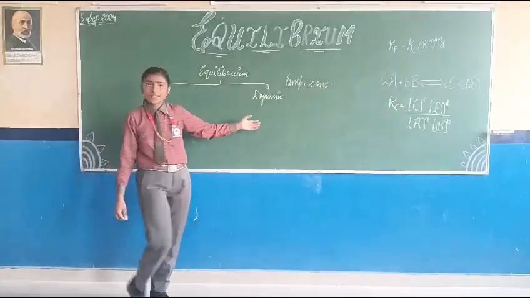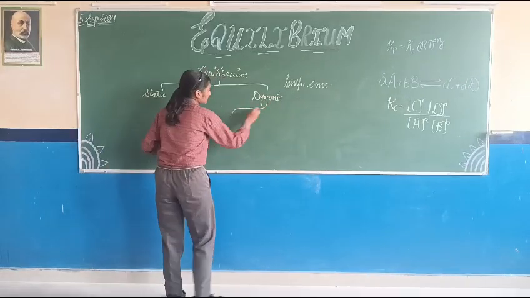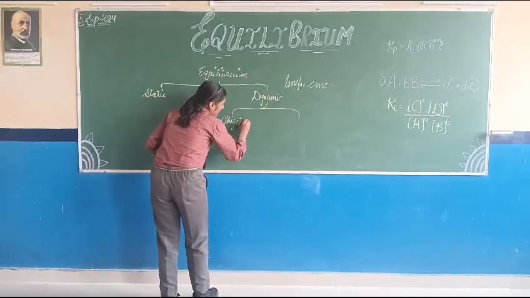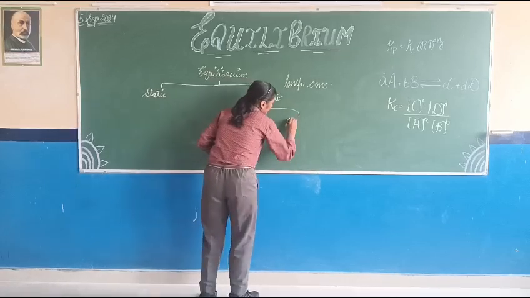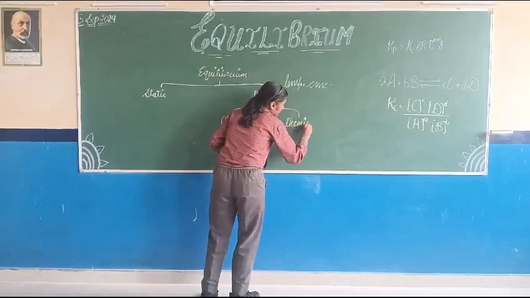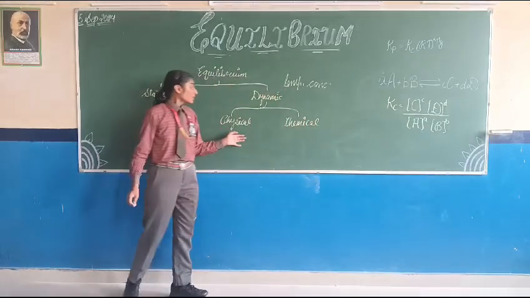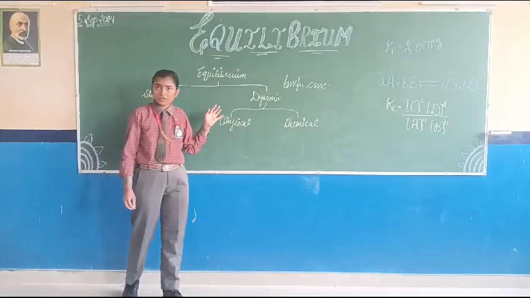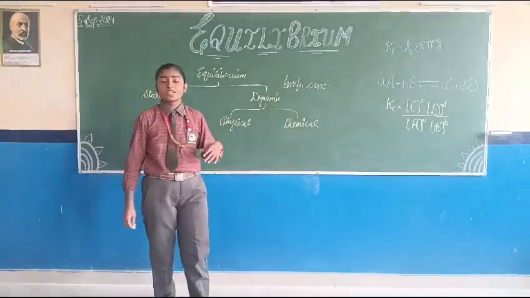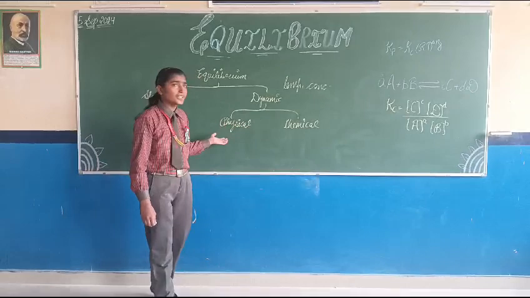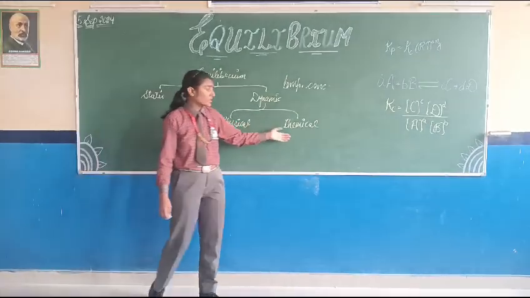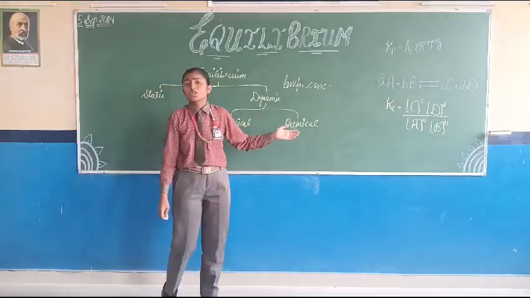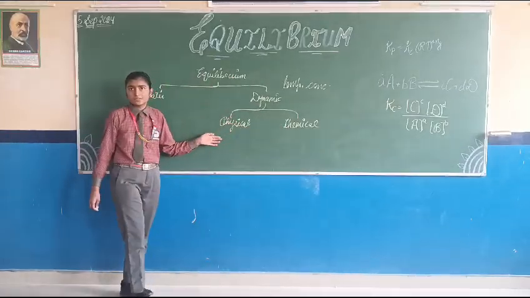Dynamic equilibrium can be classified further into two types, namely physical equilibrium or chemical equilibrium. So the question arises, what do you mean by physical equilibrium? If the opposing forces occur in physical processes, then it is called physical equilibrium. And if the opposing forces occur in chemical processes, then it is called chemical equilibrium. Today we will study only physical equilibrium.